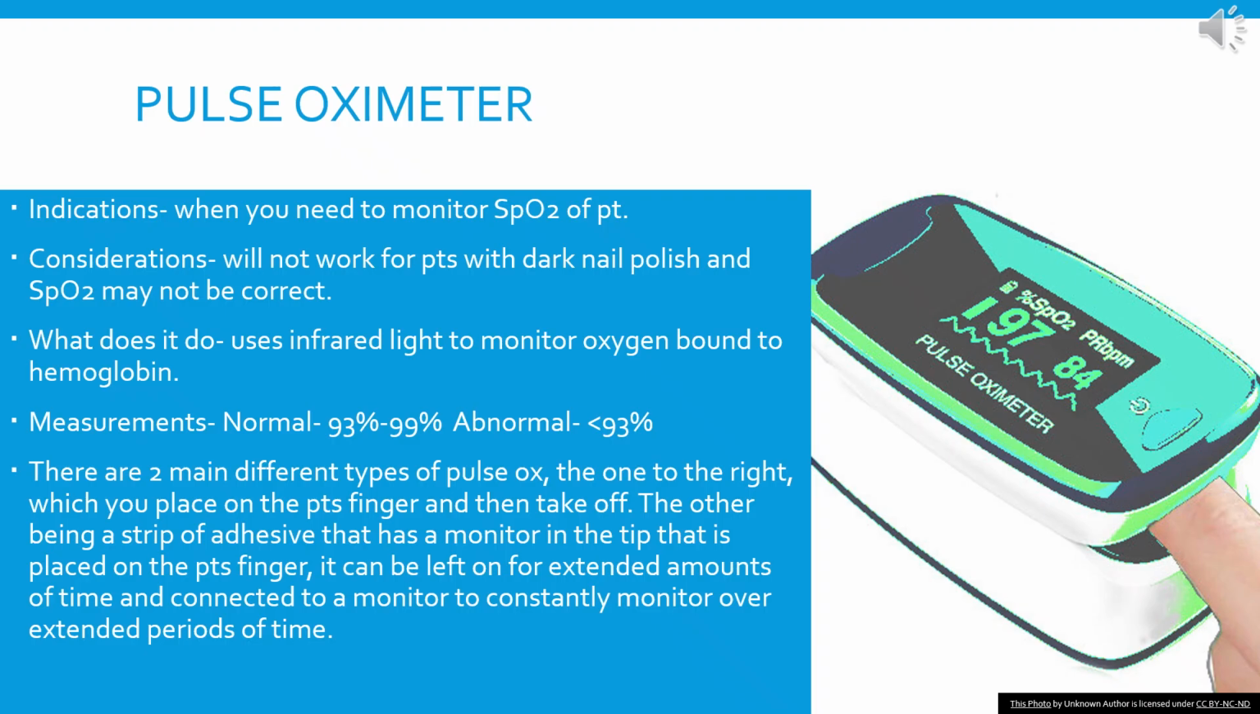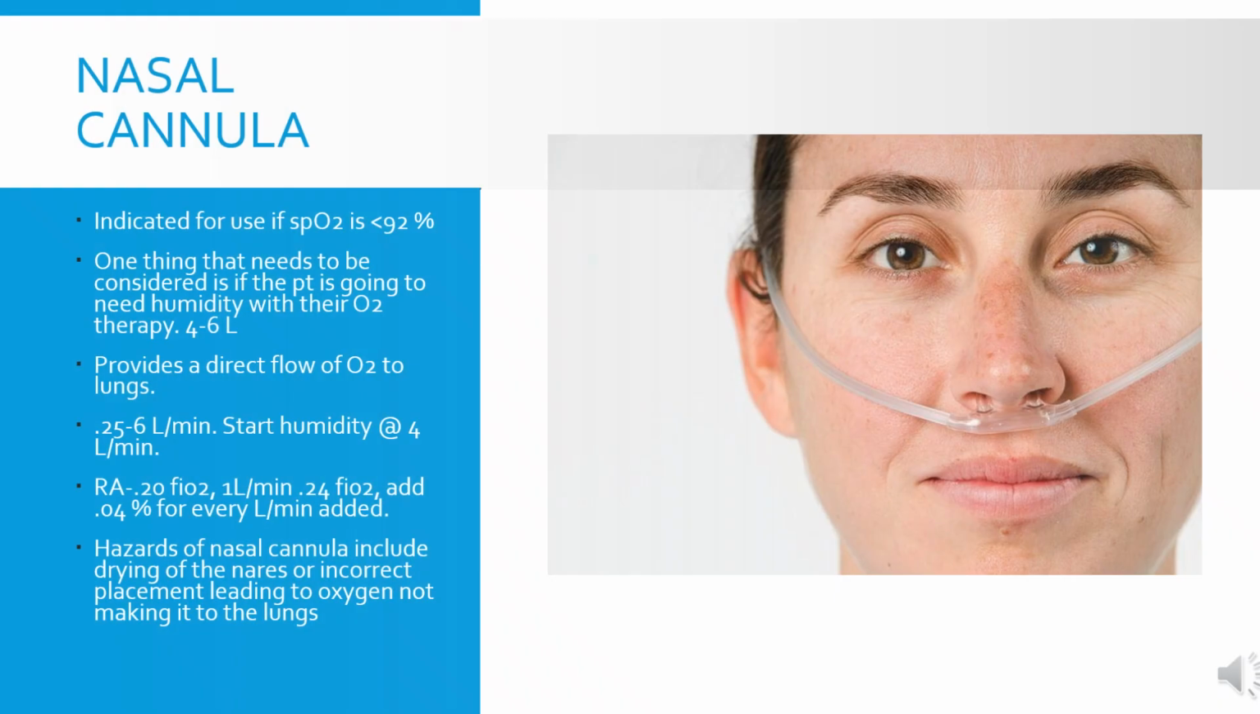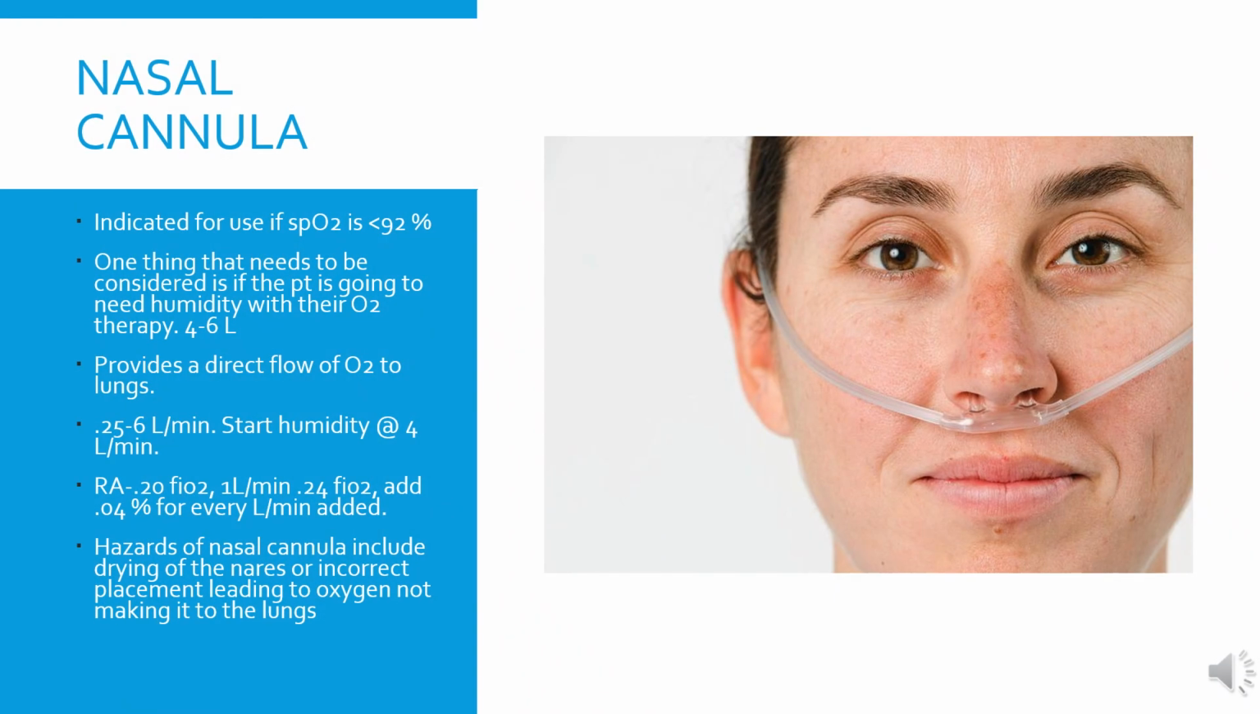There are two main different types of pulse ox. The one to the right, which you place on the patient's finger and then take off. The other being a strip of adhesive that has a monitor in the tip that is placed on the patient's finger. It can be left on for extended amounts of time and connected to a monitor to constantly monitor over periods of time.